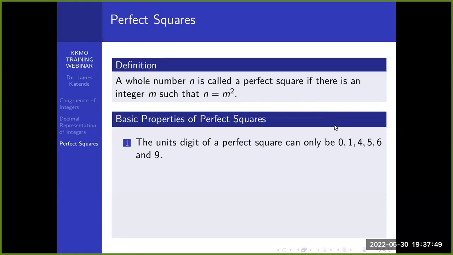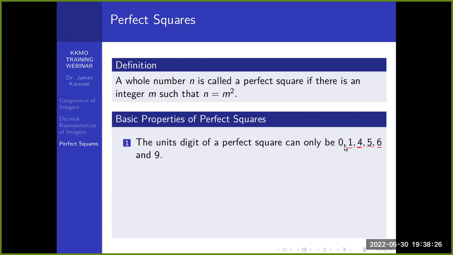So you can check all the possible units digits. If the units digit is 0, then the units digit of a squared will be 0. If the units digit of a is 1, the units digit of a squared will also be 1. If the units digit of a is 2, the units digit of a squared will be the same as the units digit of 2 squared, which is 4. And this goes on like this. You test for all the possible cases, and this is all you will get.